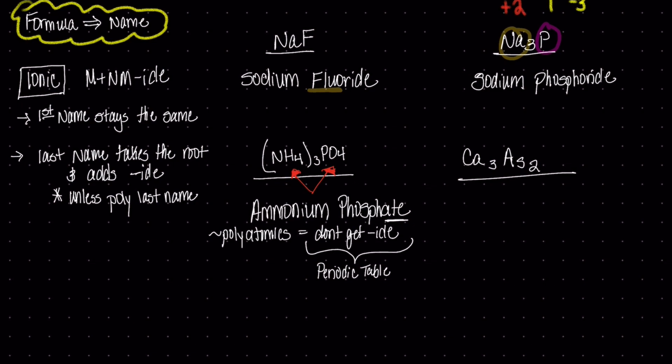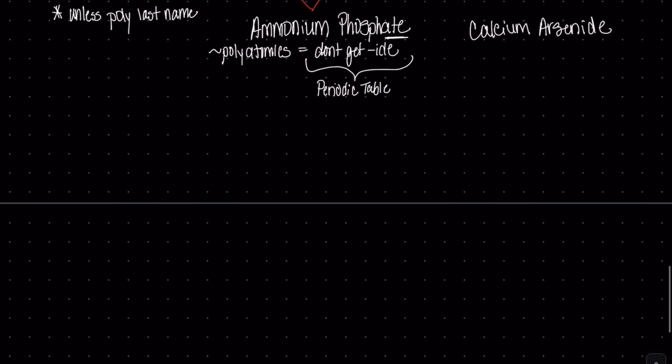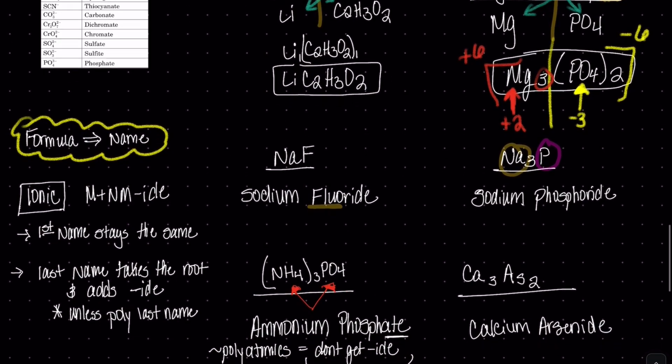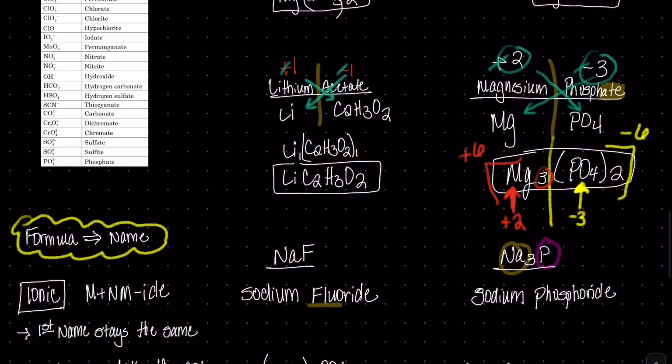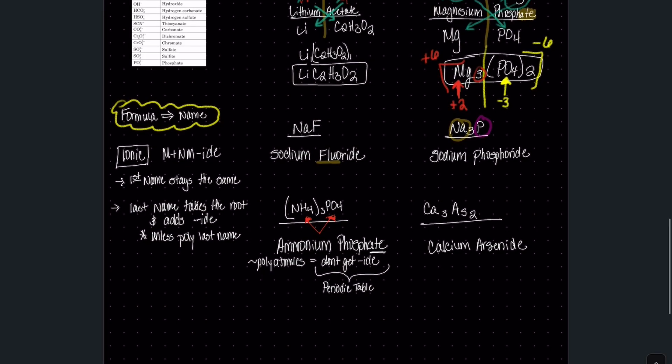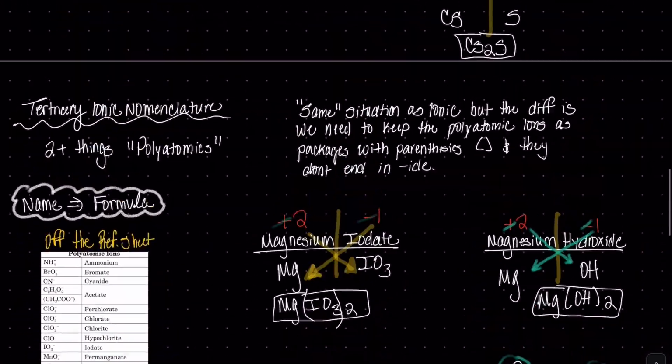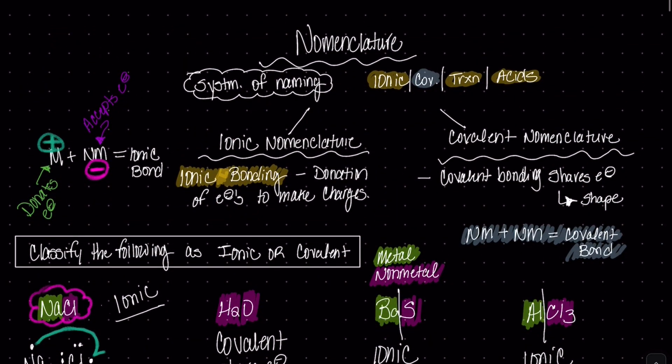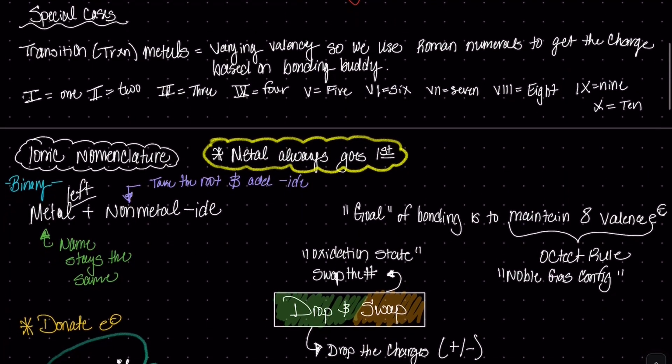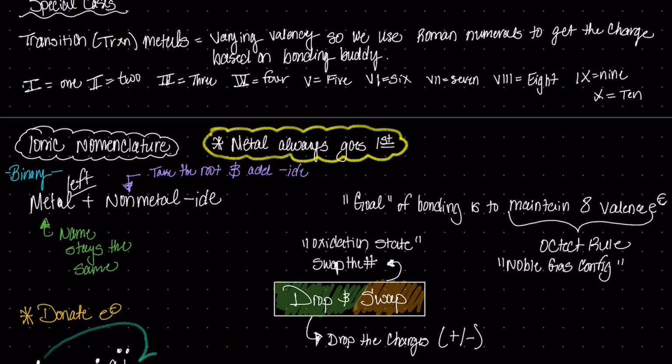Let's see how we did on this one. Ca, I named my first. That is calcium. And then As is arsenic. We take the root of the second, arsen. Add IDE, arsenide. Calcium arsenide. And that's how you undergo regular ionic nomenclature. You just put it together and drop and swap. It's easy as that. And the name of the game with this is practice. Practice, practice, and more practice.